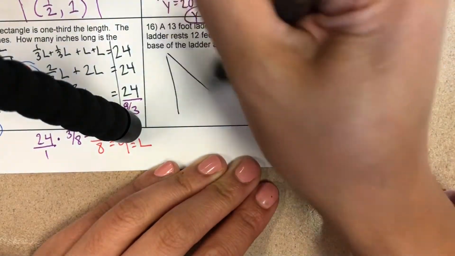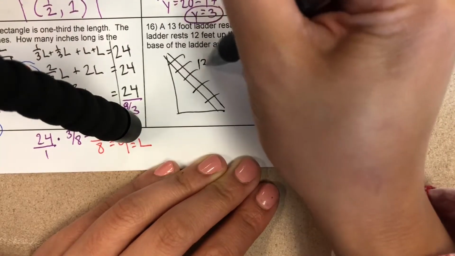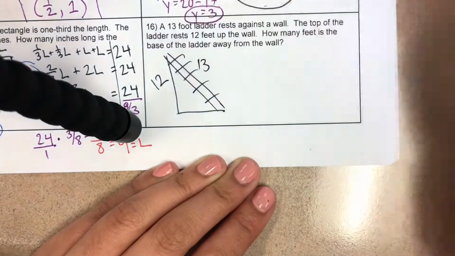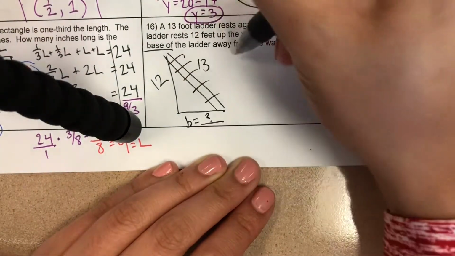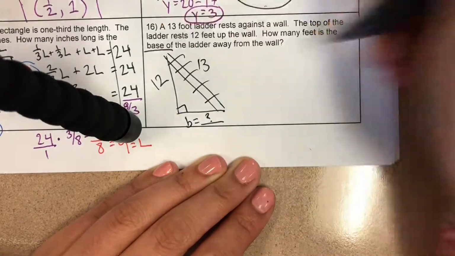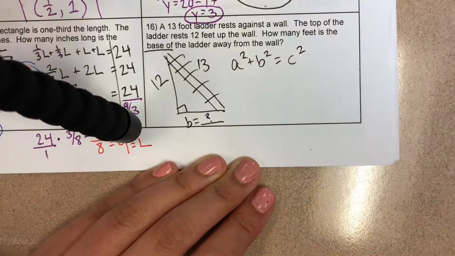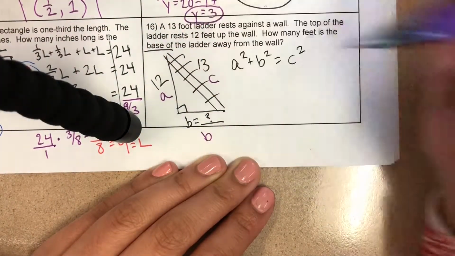So I have a 13-foot ladder resting against the wall. The top of the ladder is 12 feet up the wall, and then how much is the base? So I don't know what this is. Pythagorean theorem, when I have a right triangle like this, is a squared plus b squared equals c squared. My a value is here, this is my b value, and this is my c value.